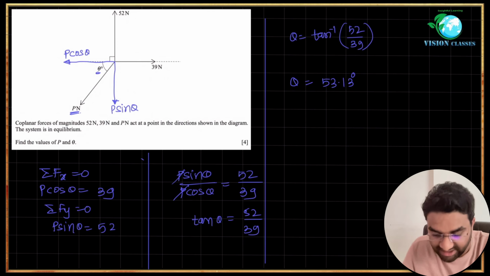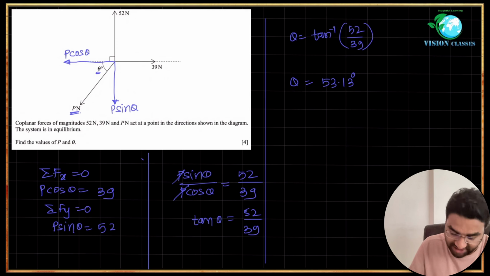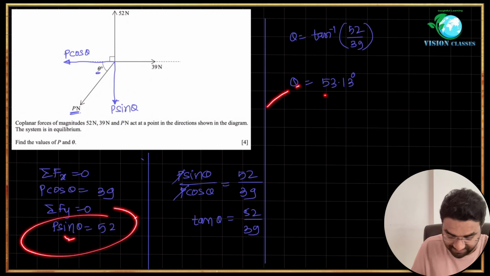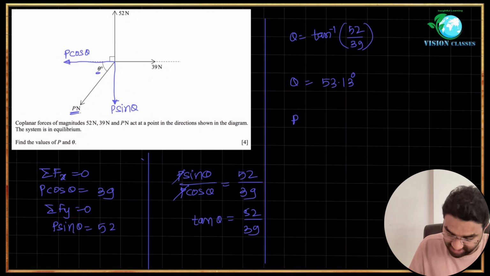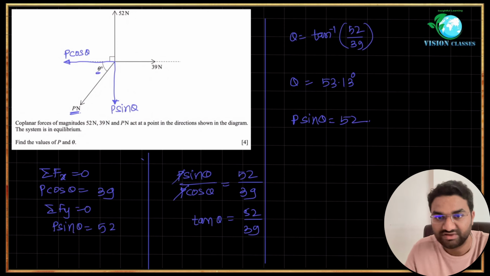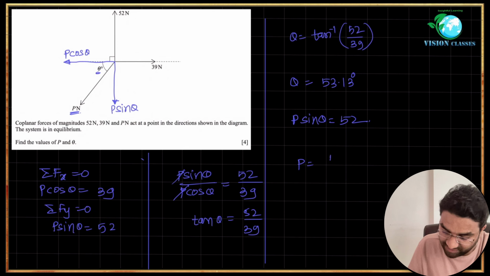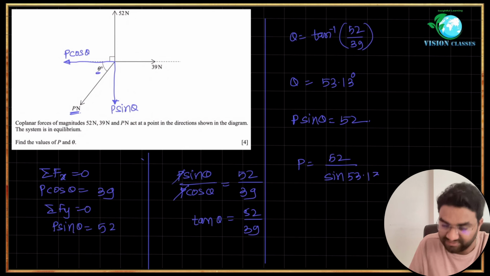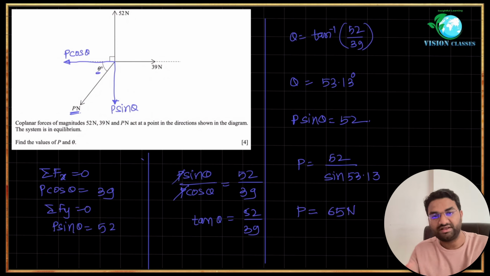Once you have got theta, you can substitute it in any of the equations to calculate P. Here P sin theta is equal to 52, from the Fx equation you can use. So P is equal to 52 upon sin of 53.13, fine. And P we will get is 65 N if you put it in the calculator.